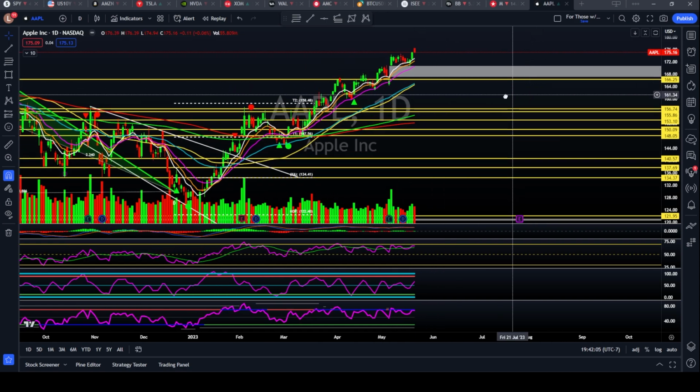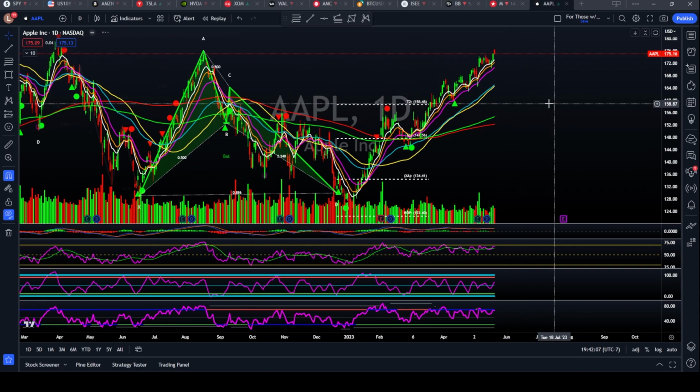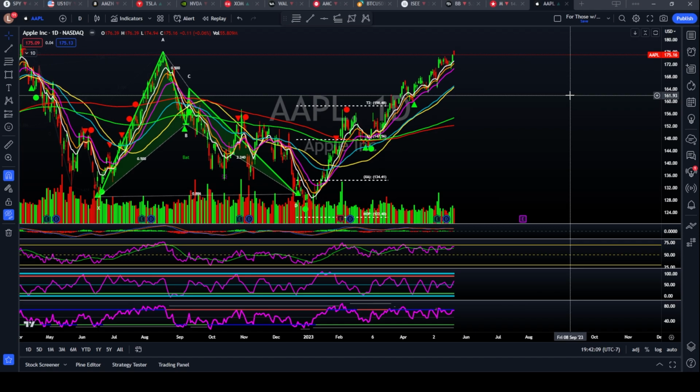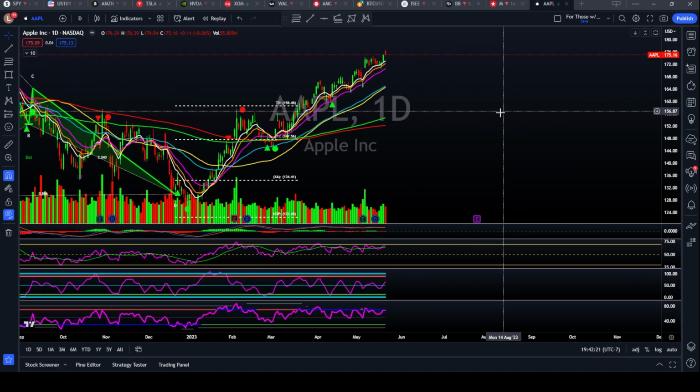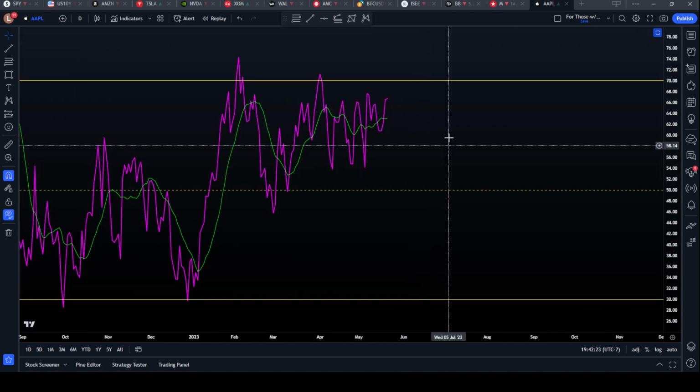So Apple, let me remove my drawings here. Apple went as high as 176.39 on Friday, and it went as low as 174.94 before closing the day at 175.16. So what can we expect here for Apple? So Apple is, in my opinion, a little bit overbought here.